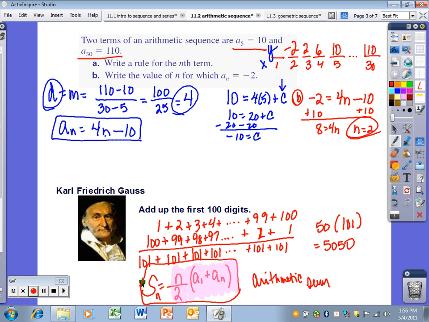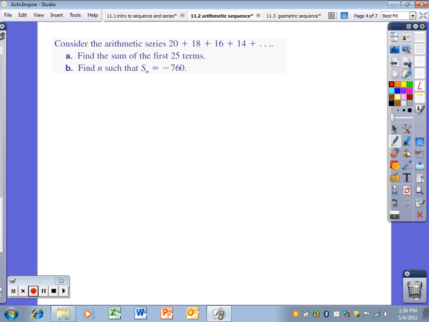So let's try a few. Consider the series 20 plus 18 plus 16 plus 14. Right away, I start to look at this pattern. Subtract 2, subtract 2, subtract 2. So it repetitively would be a negative 2n. Negative 2 times 1 is negative 2, plus what gets me to 20? 22.